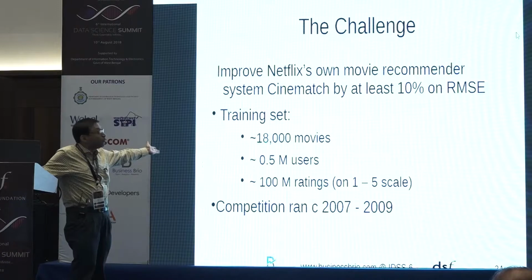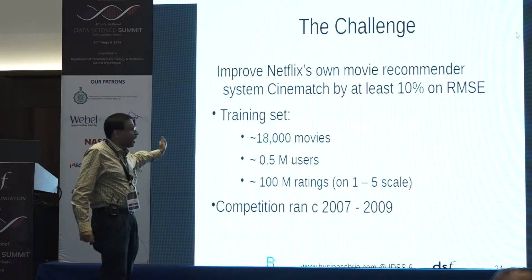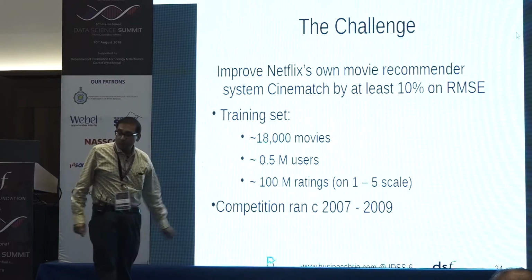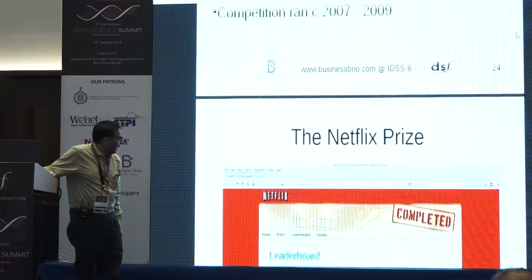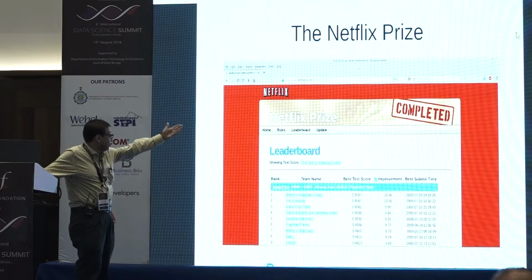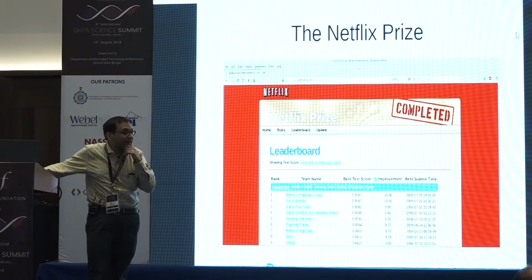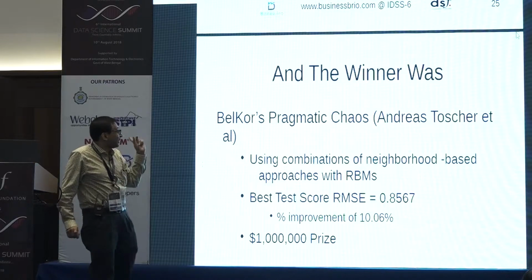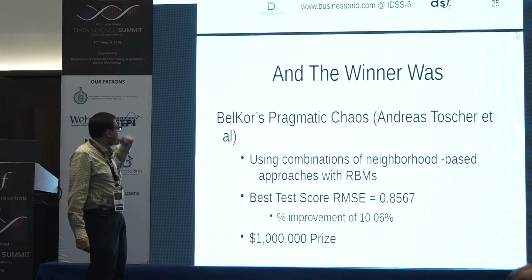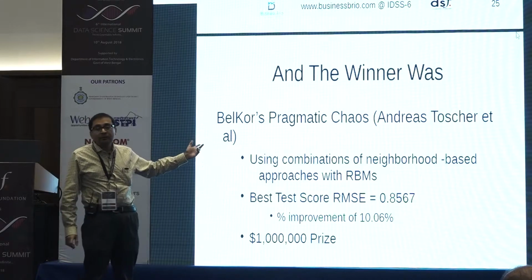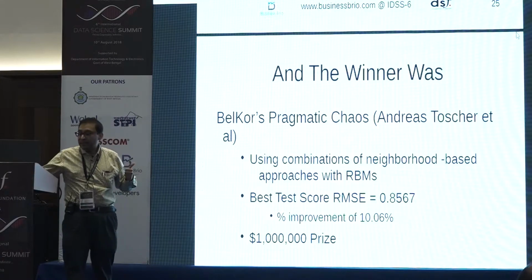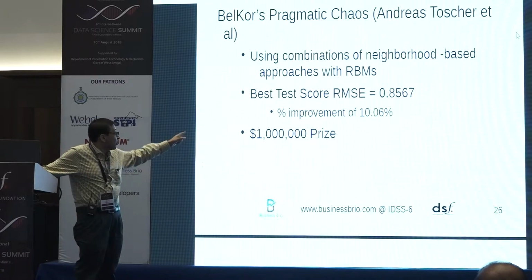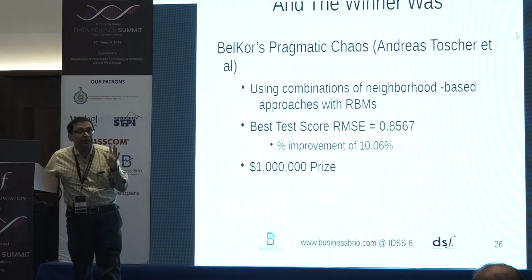It was 18,000 movies, 500,000 users, 100 million ratings. That was the data, and it ran from 2007 to 2009. So this was the prize. As you can see, it is long completed, more than a decade now. And the winning team, which I've just highlighted, is called BellKor's Pragmatic Chaos. This is the gentleman, I have the paper cited. They actually won the $1 million prize, improving it by 10.06%.